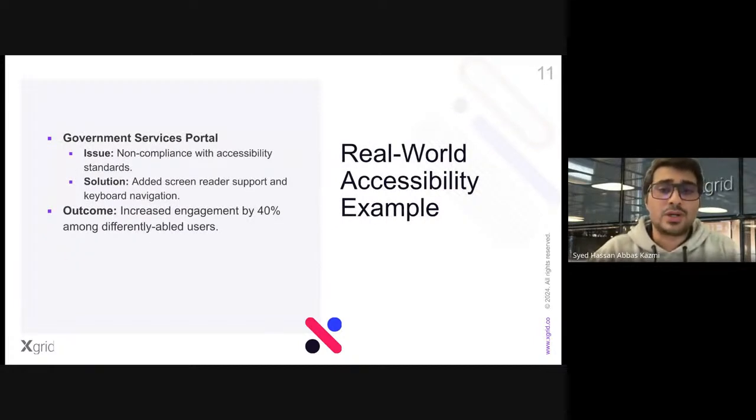Right. A real-world accessibility example can be a government services portal. The issue might be non-compliance with accessibility standards, such as when you visit NADRA, and let's say a person in a wheelchair has much less access to the services that their portal gives. Then a solution for that can be screen reader support and keyboard navigation. The outcome of this solution will be increased engagement by 40% among differently abled users.